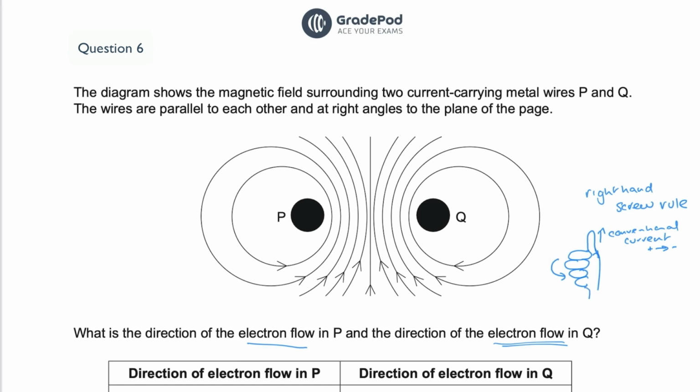Okay? So if we're looking at this right-hand screw rule and we have the conventional current going into the page like that, then we point your thumb in that direction into the page and your fingers will curl round in that direction.